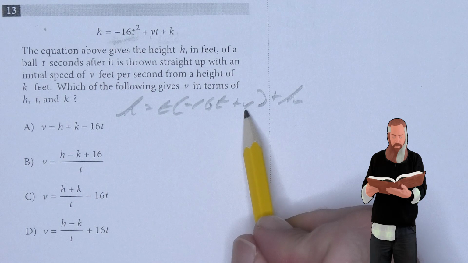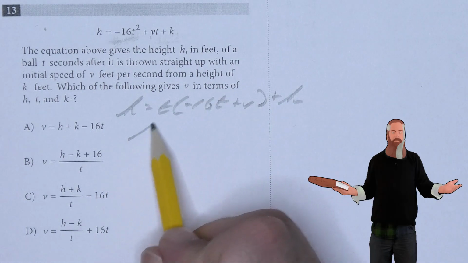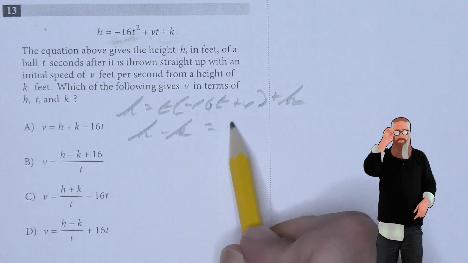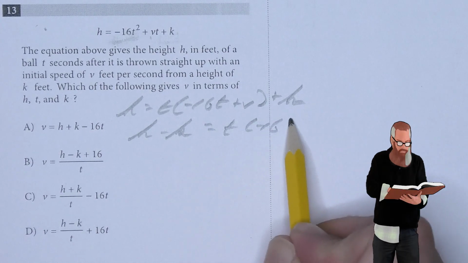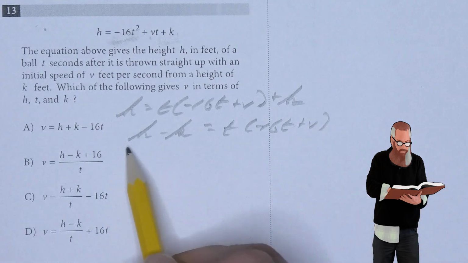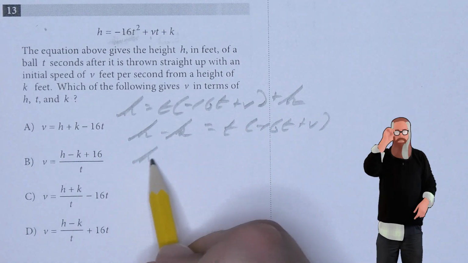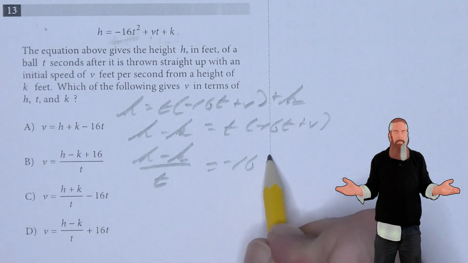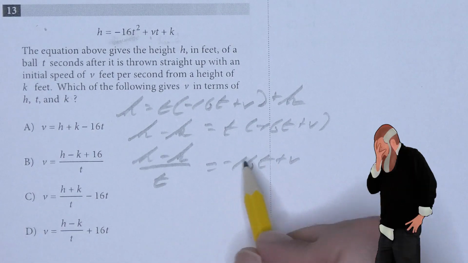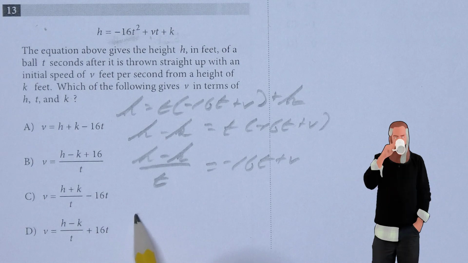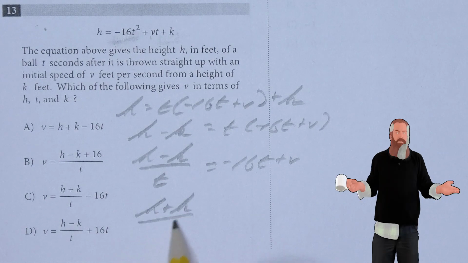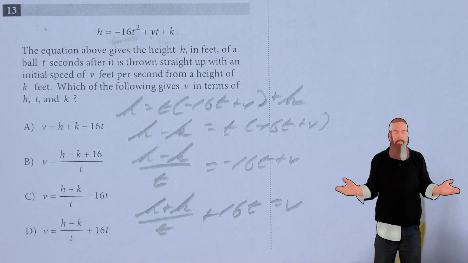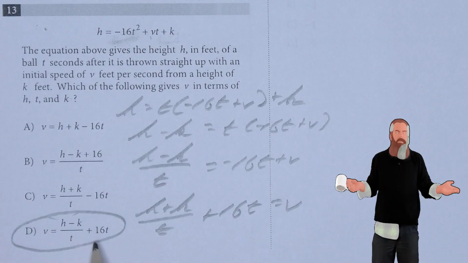Now I can work to get v by itself by moving k to the other side to get h minus k is equal to t times negative 16t plus v. Divide that by t so that h minus k divided by t is equal to negative 16t plus v. Now add 16t to the other side so that h minus k divided by t plus 16t is equal to v. That gives me D is the answer.